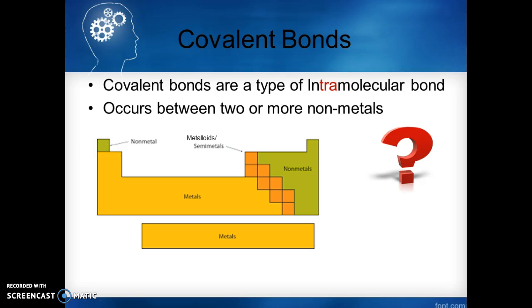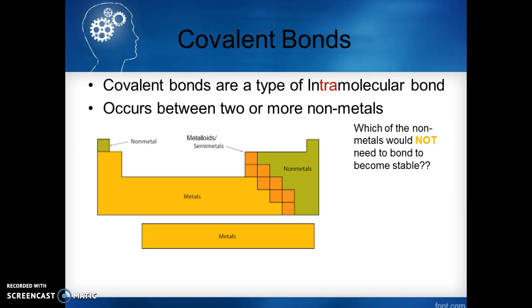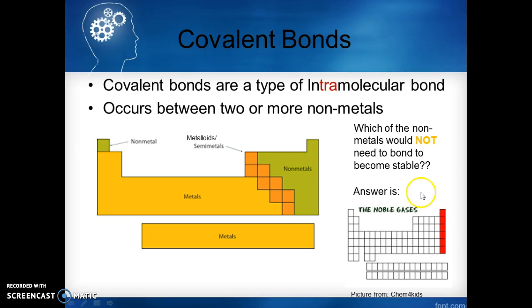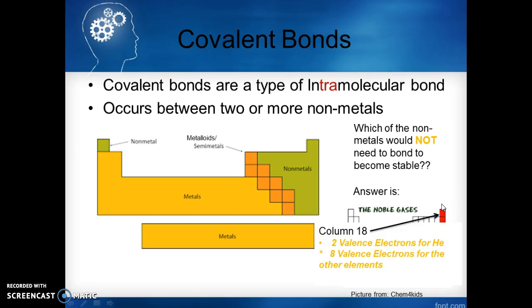Now I have a question for you guys. Which of the nonmetals would not need to bond to become stable? The answer is the noble gases, because the noble gases already have a stable valence shell, or a full outer electron shell. The noble gases are found over here in column 18. Helium has a full shell with 2 valence electrons, and the rest of the elements in that column have a full valence shell with 8 electrons present.